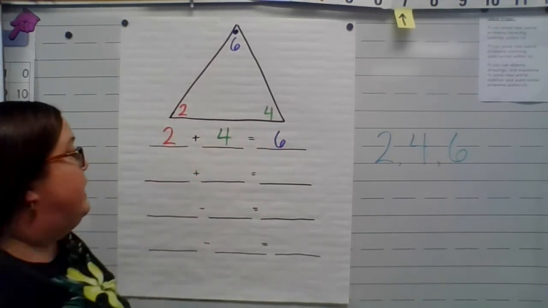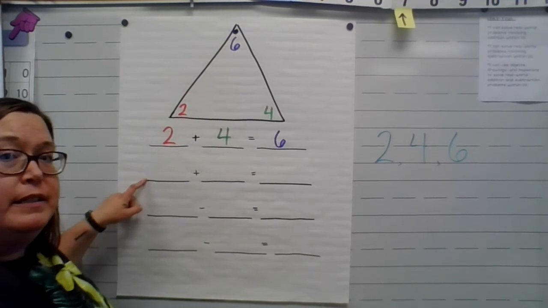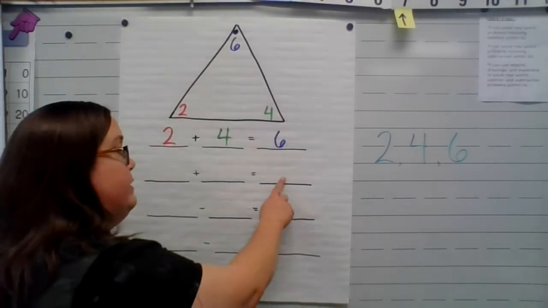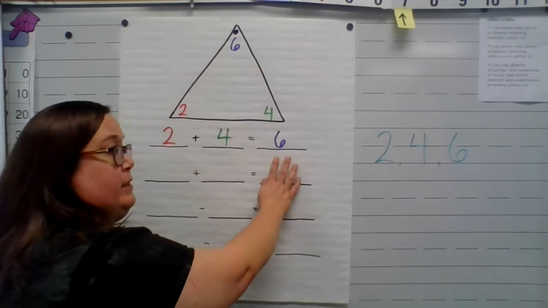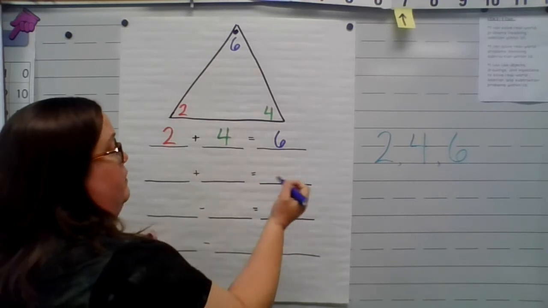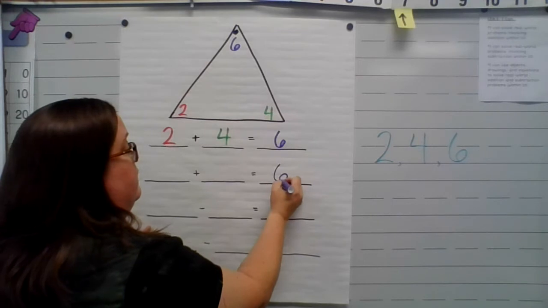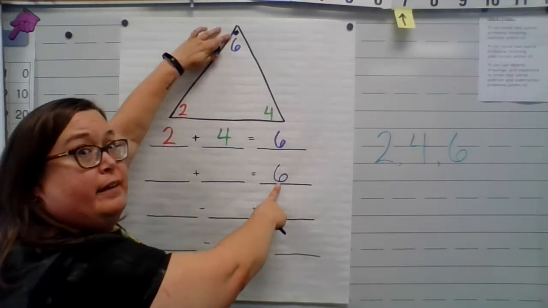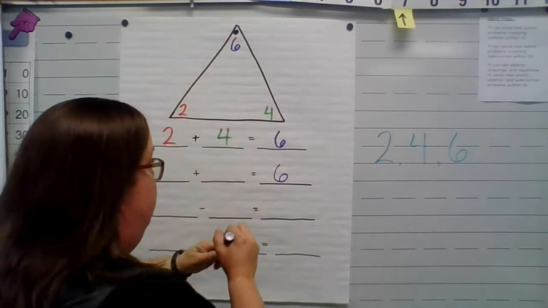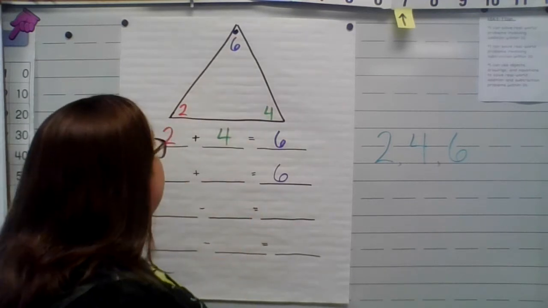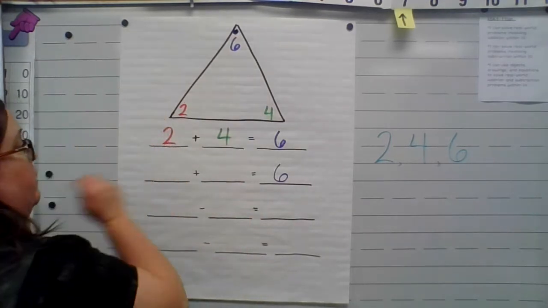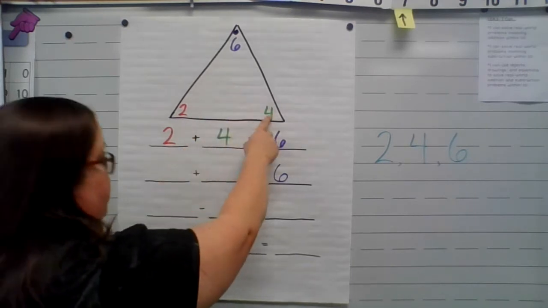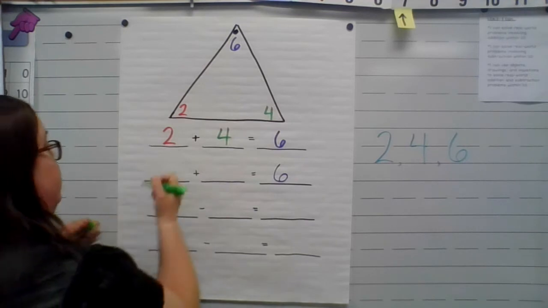Okay, let's do the next addition number sentence. I'm going to start with the biggest number, because I know the biggest number goes here by itself on the equal sign. So the biggest number is 6, because it's up at the dot. That's where I got that. Now, let's do the 4 next. I'll put the 4 next.